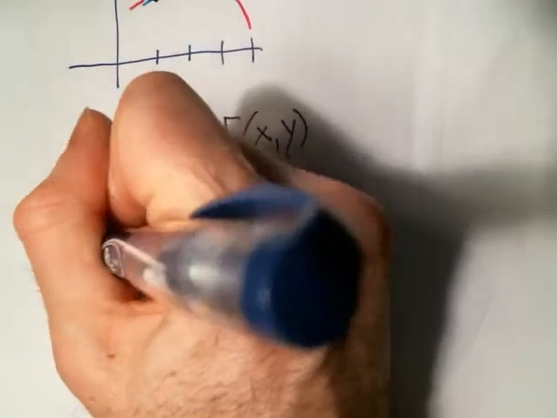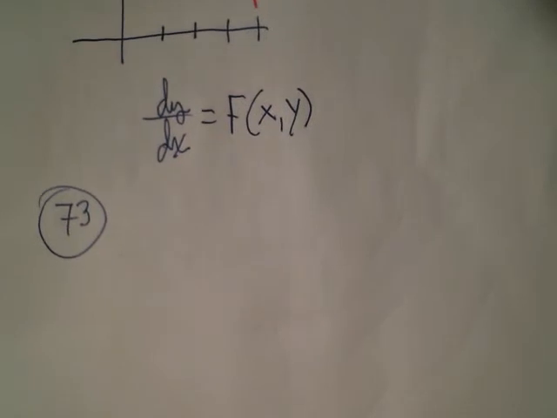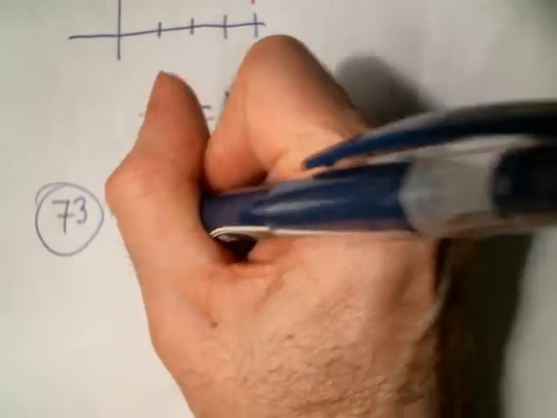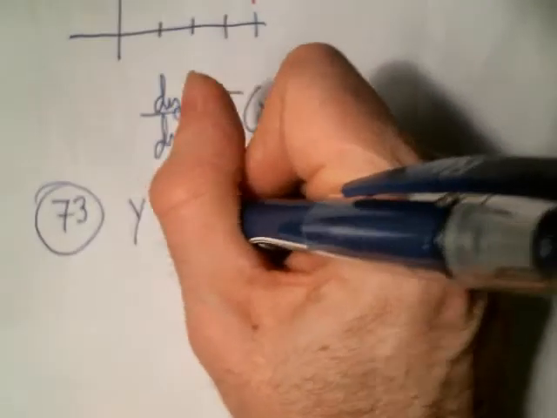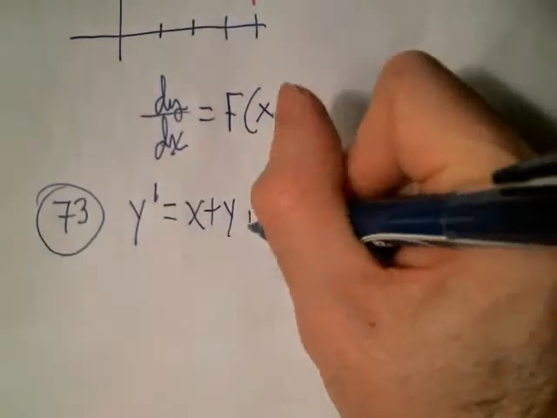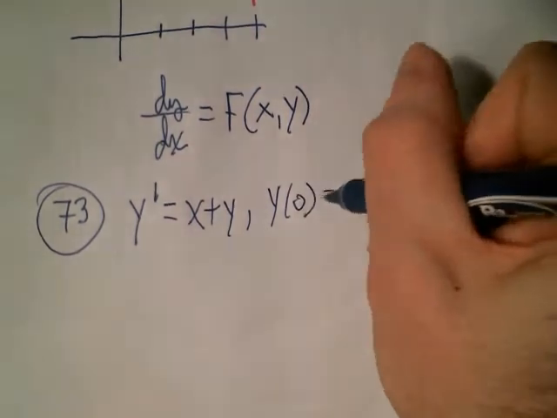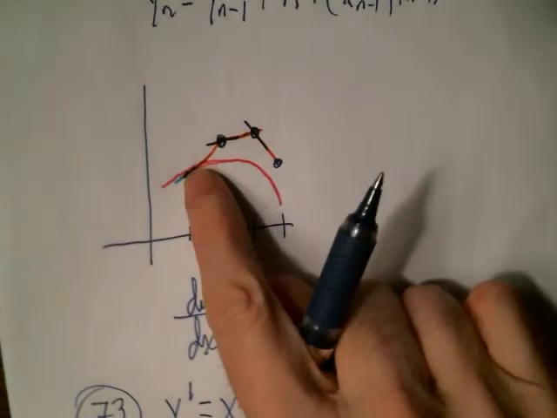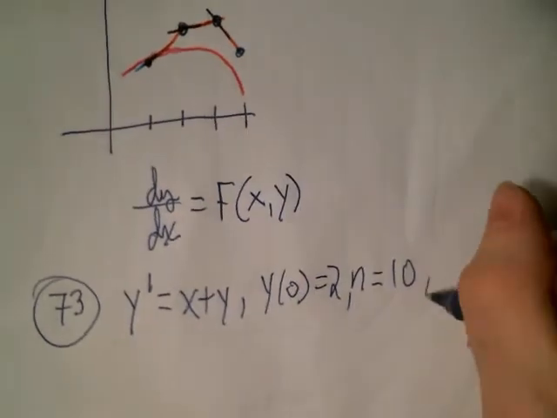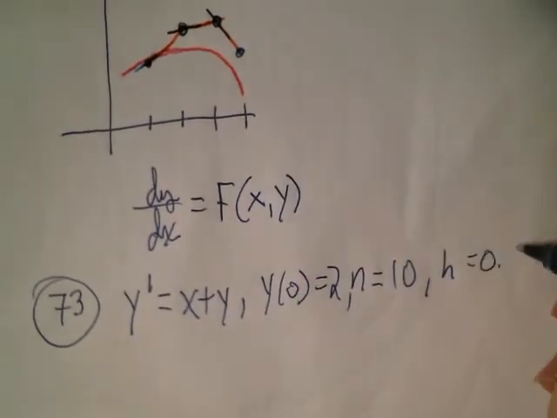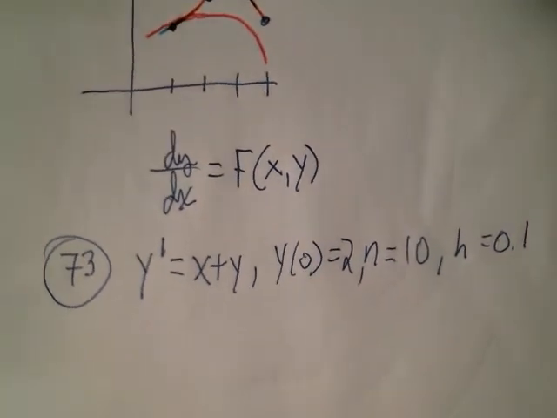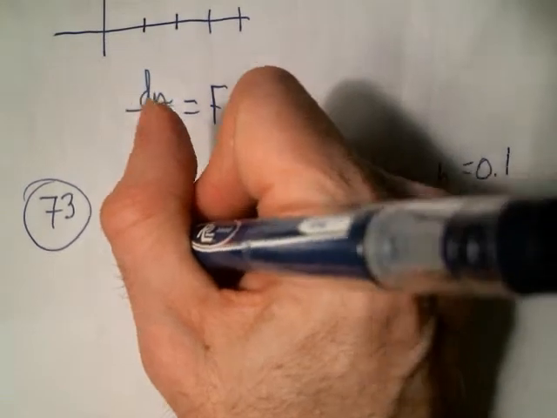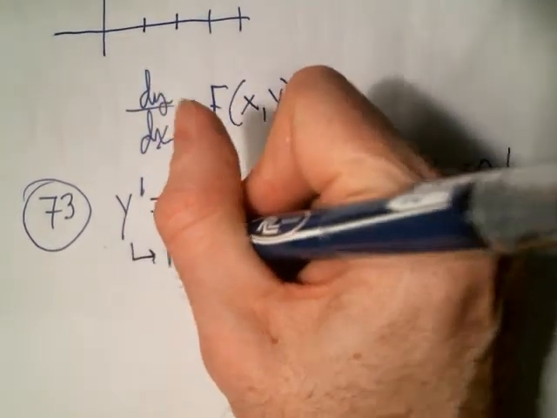Let's take a look at 73 and see if we can actually compute one of these. Okay, so 73, we're given our differential equation y prime is x plus y. y of 0 is 2. N is 10. That's the number of little line segments I want. And then h, the distance between the consecutive x values, will be 0.1. This y prime is your f of x comma y.